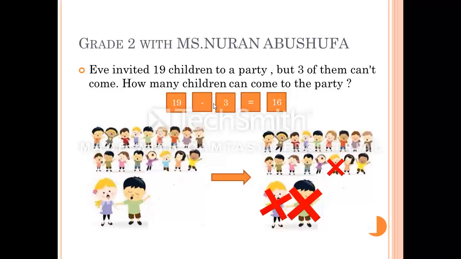Eve invited 19 children to a party, but 3 of them cannot come. How many children can come to the party? So Eve is making a party, and she has invited all these children. They're 19, but unfortunately 3 of them are not coming. They're not able to come. The ones I made a cross on, as you can see here. So it is subtraction. Why? Because the total number is 19. All of them are 19, but 3 are not coming. So 19 minus 3 equals 16.